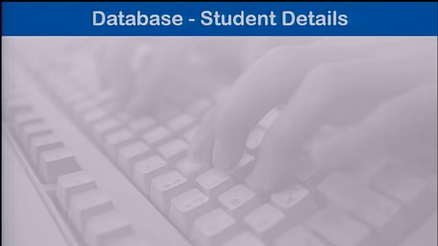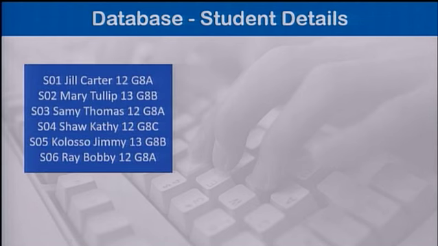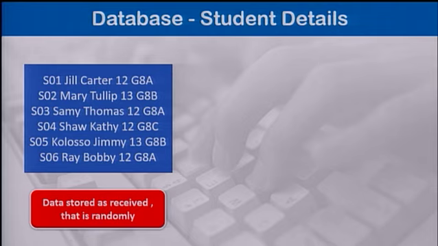The data is stored in one or more tables. Let us take the example of student details. Data collected about students are stored randomly. In this example, we do not have a clear indication whether Jill is the name or the surname of the student.